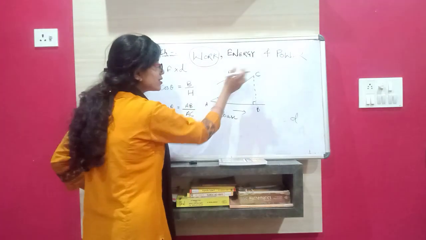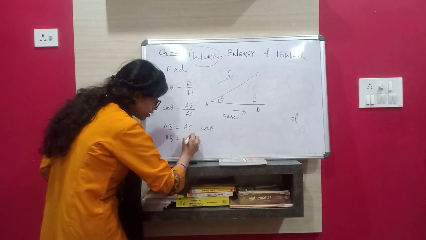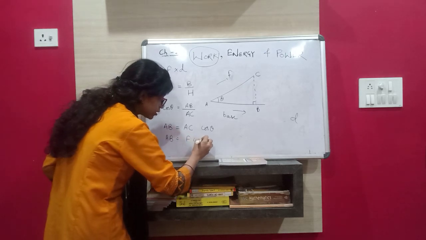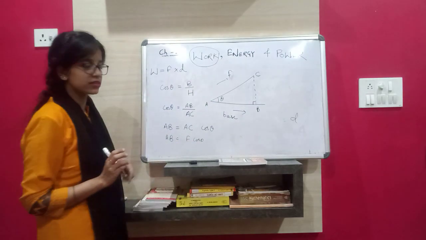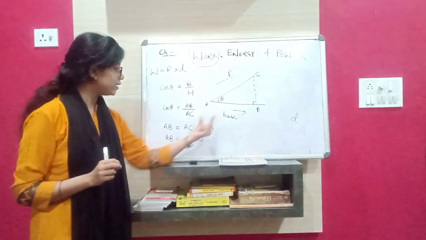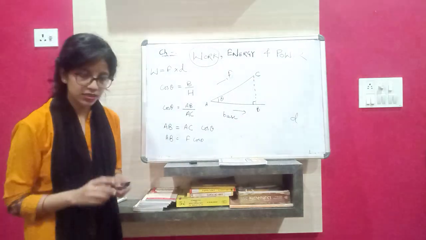Along AC, which factor are we representing? That is force. And here we have cos theta. On AC we are representing force and cos theta as it is. Now we know that AB is F cos theta. That's what we have already calculated.